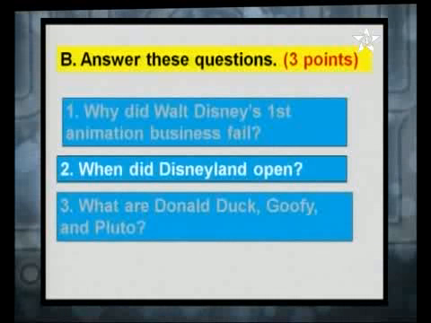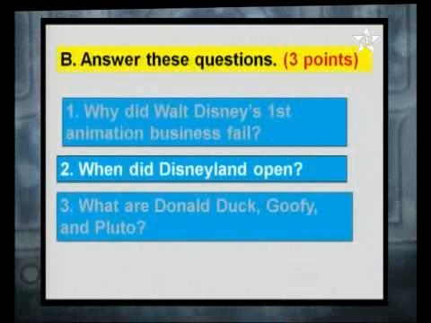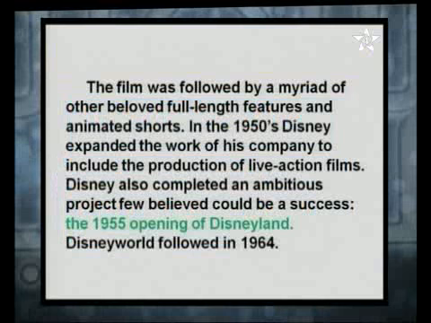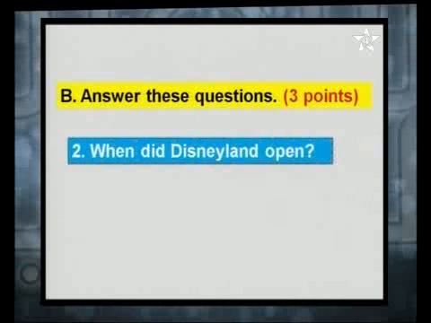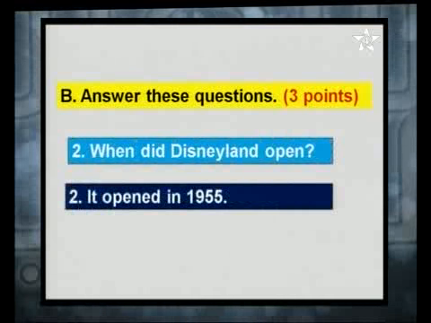Question 2. When did Disneyland open? This is a very factual question. It's quite easy. All right? Same procedure, focused reading, not all text reading. Here we have the 1955 opening of Disneyland. Now it's easy for you to write the answer. The question, when did Disneyland open? Very simply, it opened in 1955, and you get 1 point for that.